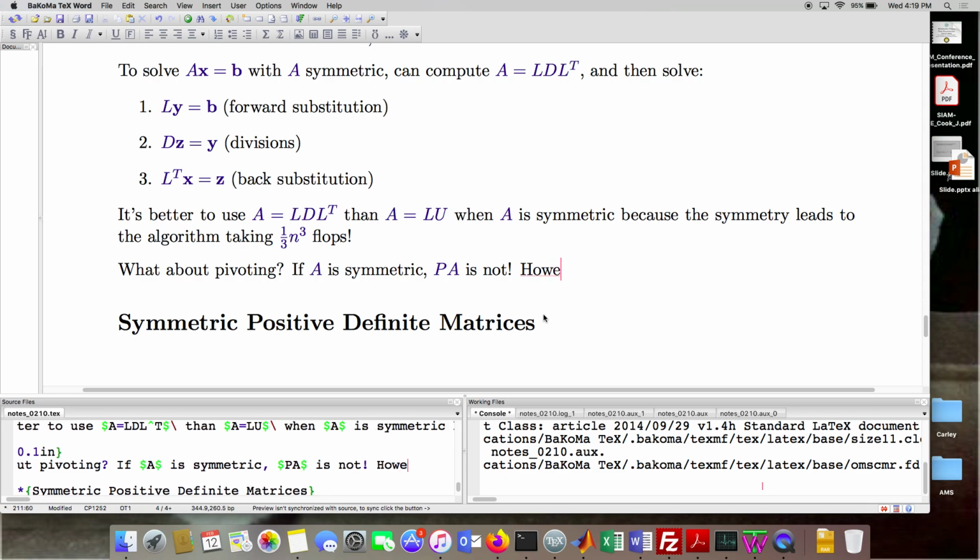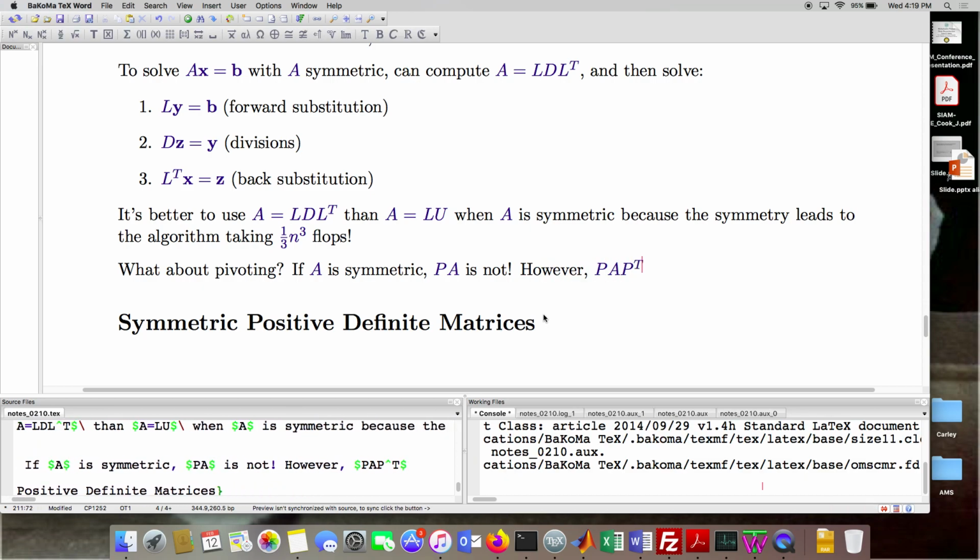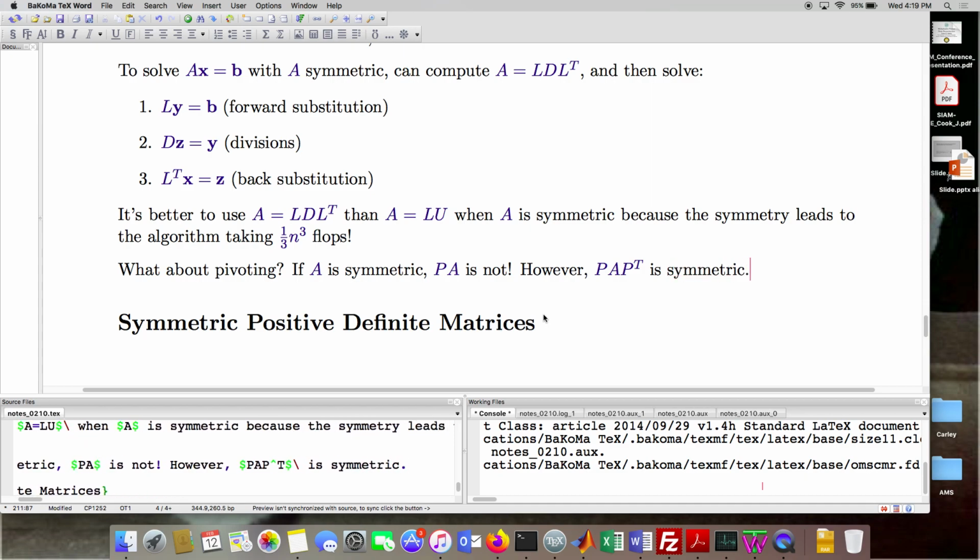But you can do the following. PAP transpose is symmetric. So in other words, if you swap rows and then perform the same swapping but of columns, so in other words, you're interchanging rows 1 and 3 and then you are interchanging columns 1 and 3, that way you can preserve symmetry.